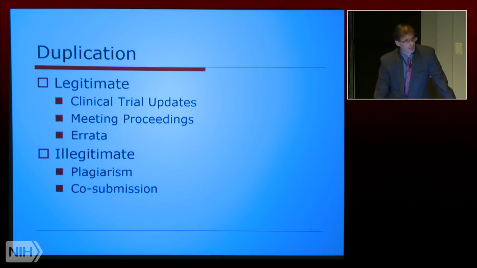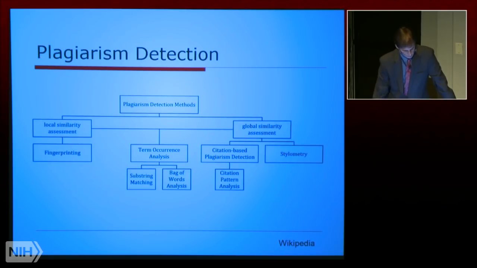Illegitimate, of course, if you duplicate and it's plagiarism or co-submission. Co-submission basically is just submitting the same thing to two different journals and they both get published. You really should only submit a manuscript to one journal, and then if it's rejected from there, then submit it to another journal.